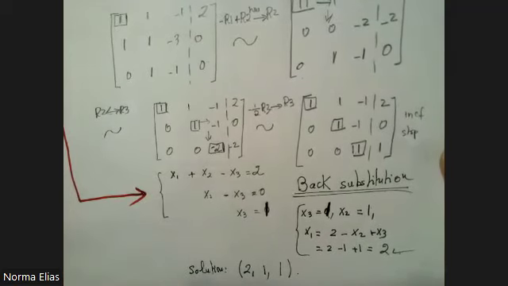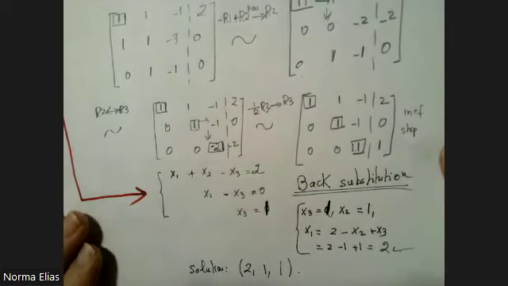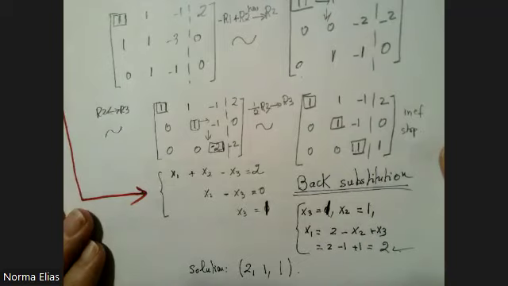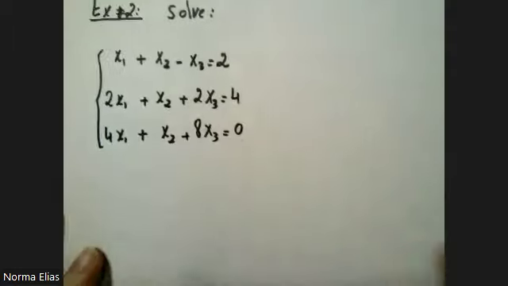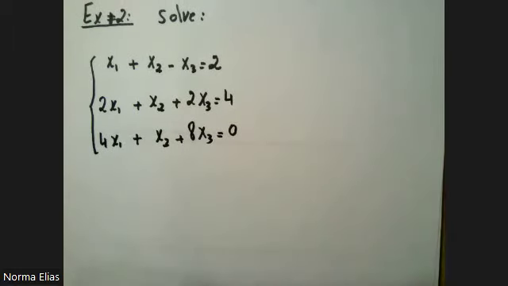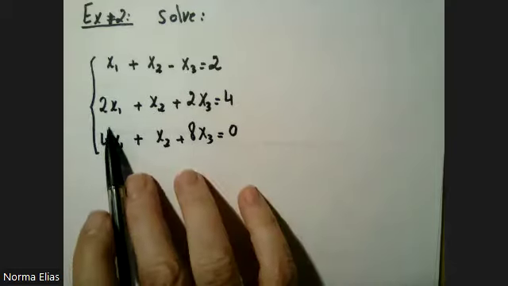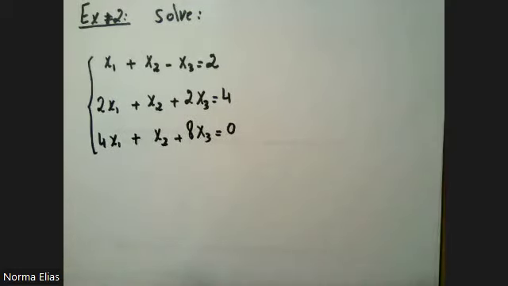So we're going to do a lot of examples. Of course, each one of them is different than the one before. All right. Example number 2. Solve the following system. x1 plus x2 minus x3 equal to 2, x1 plus x2 plus 2x3 equal to 4, 4x1 plus x2 plus 8x3 equal to 0. And the solution is always the same.